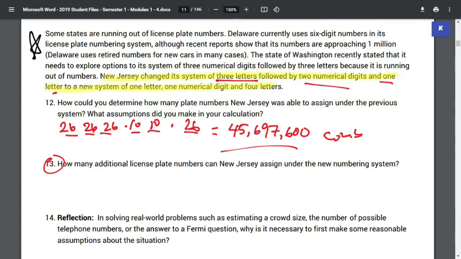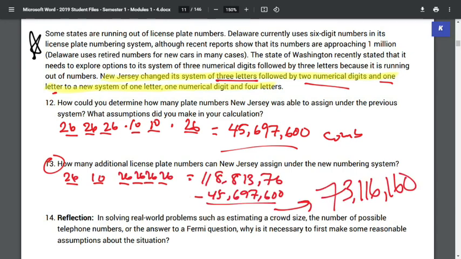Number 13 asks how many additional license plates will New Jersey have under this new system. So they switched it up to a new system of a letter, a number, and then 4 letters. So it's asking how many new ones that we have. So I want you to try this one on your own. So go ahead and pause, try and figure out what our new number is, and then how many more they have compared to that 45 million that they had before.